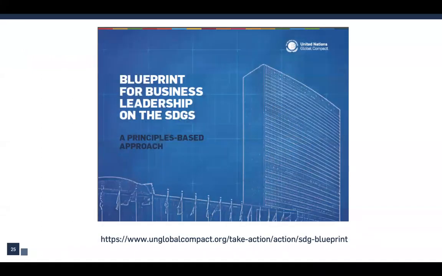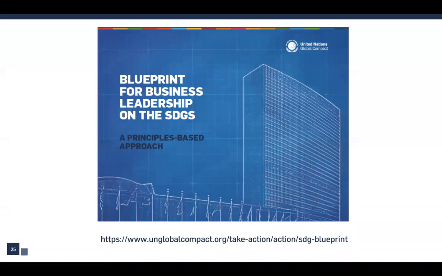The Blueprint for Business Leadership on the SDGs is a UN Global Compact production. If you just want to be in the pack, that's fine. There's plenty of guidance for that. But to be a true leader in the SDG space, this publication goes a long ways to defining what that means. And a big part of that, of course, is around additionality. And this is really a problem.